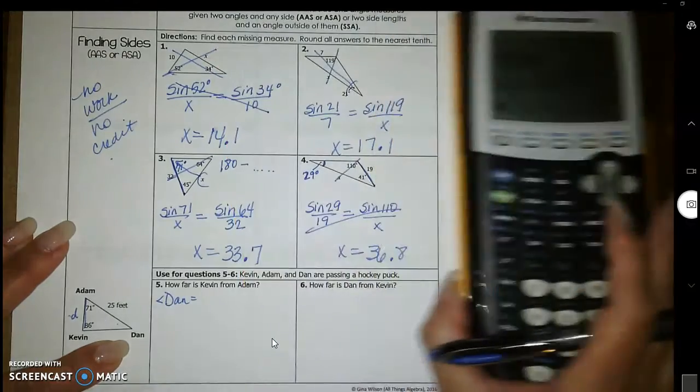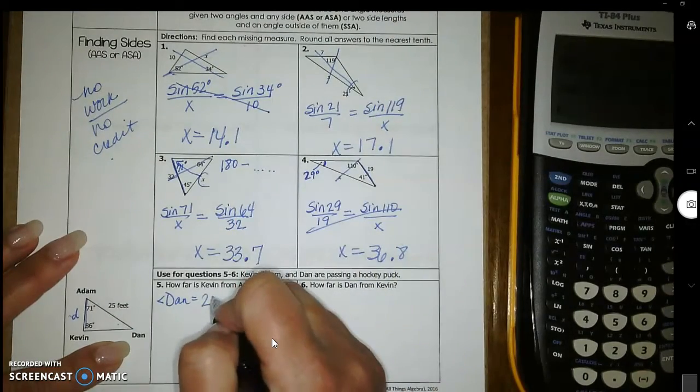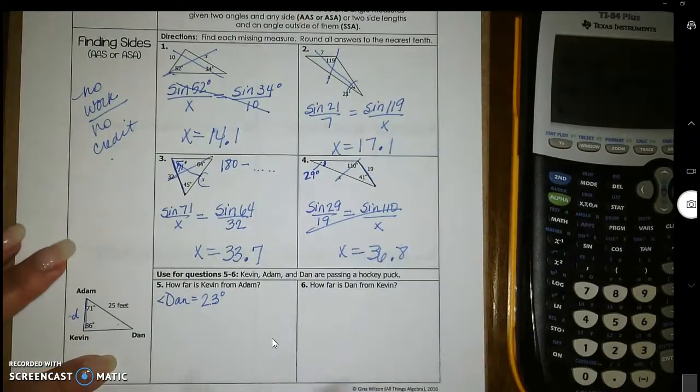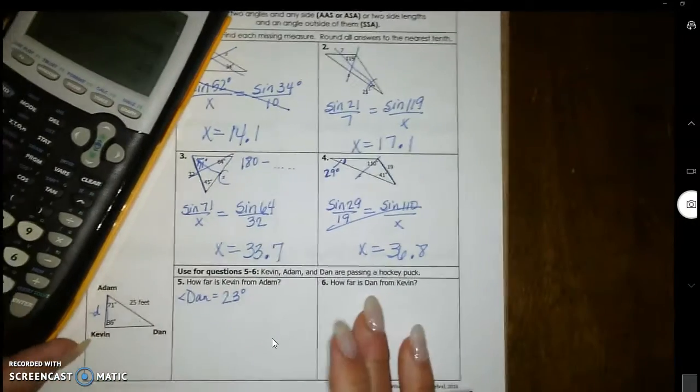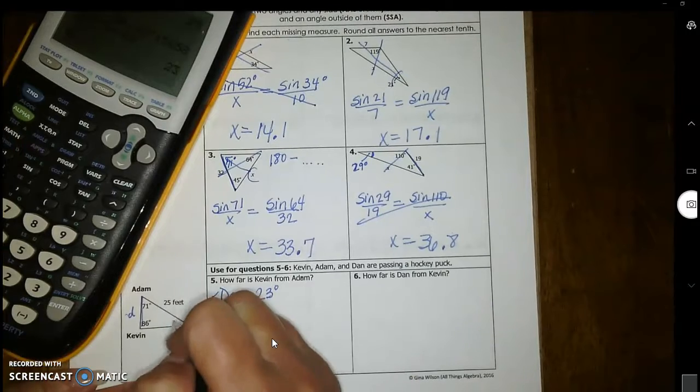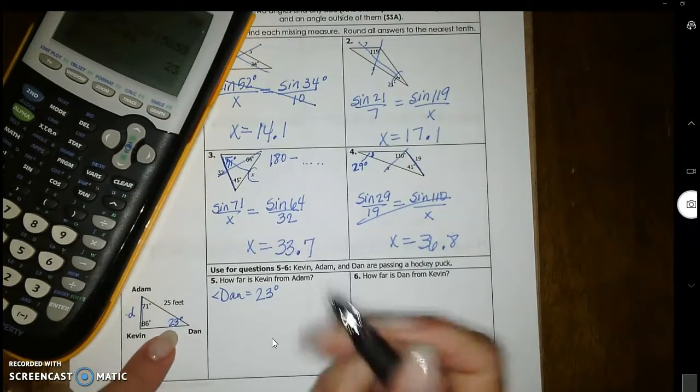Totally random thought, but Dan is the name of my brother-in-law. My sister just had a baby at the beginning of the year. I don't know if you guys remember or not, but that would be her husband.